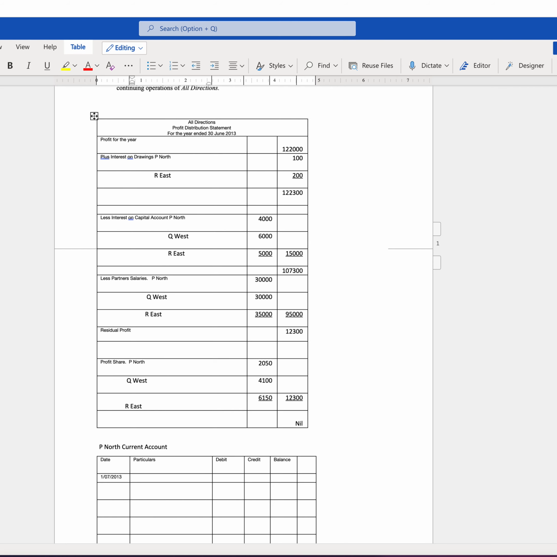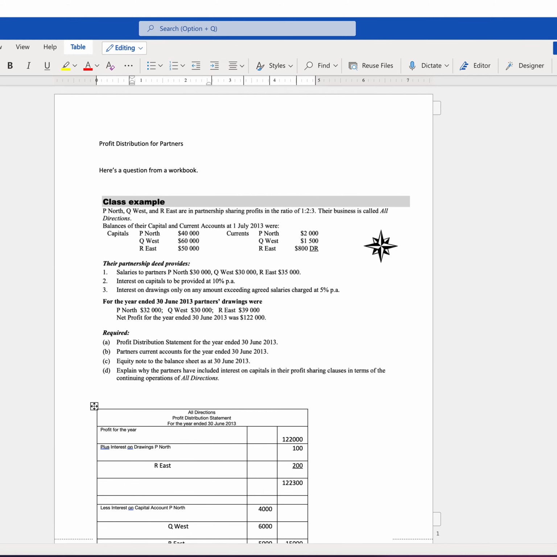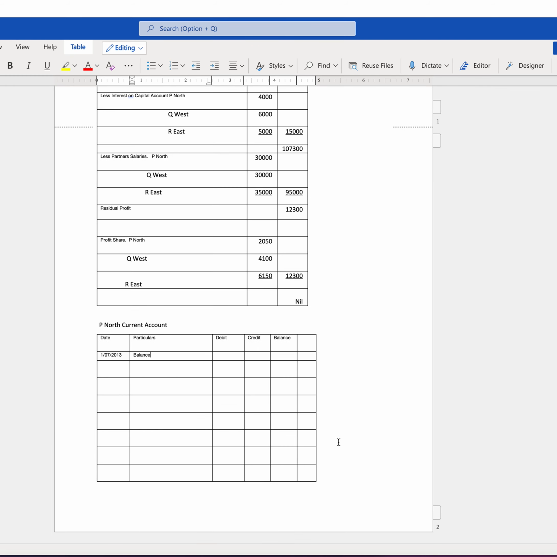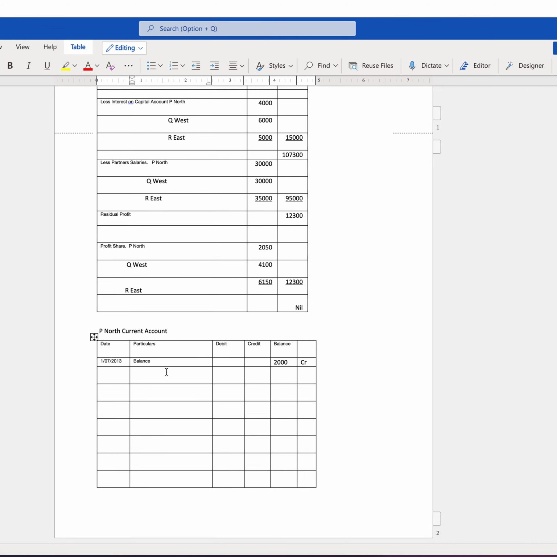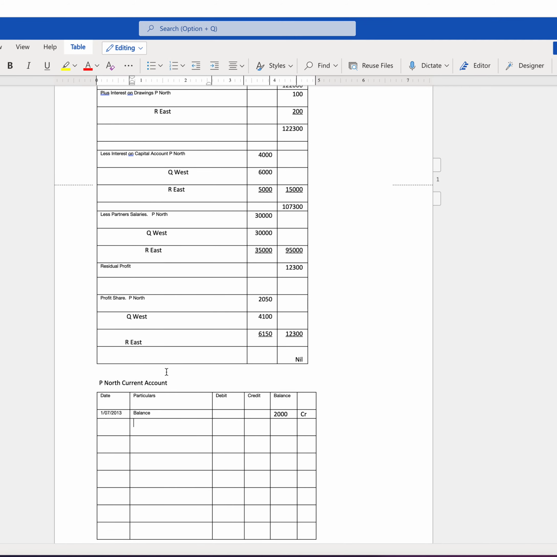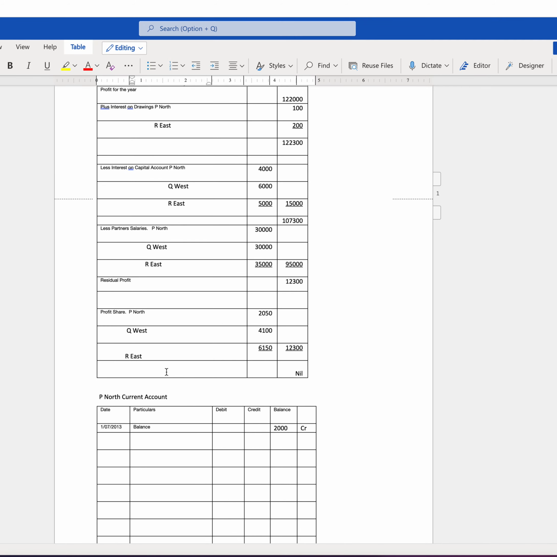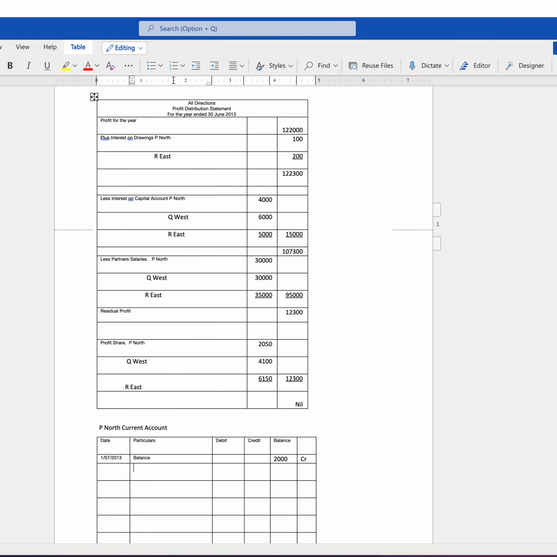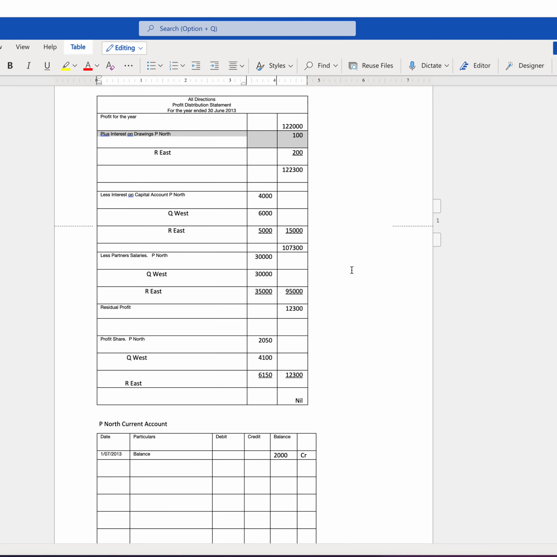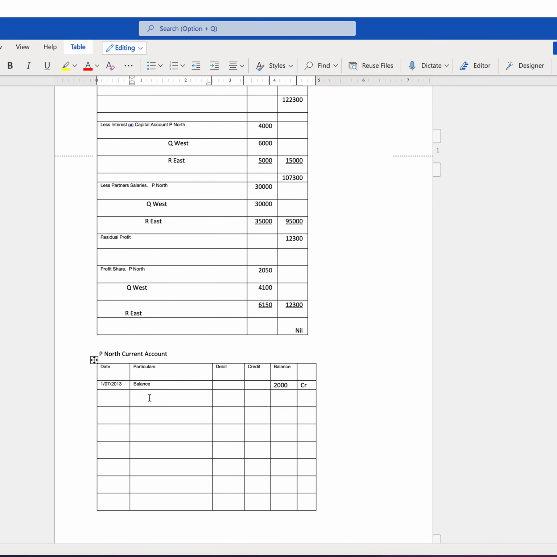So we're going to start with a balance, and in this example, we've got a balance given to us here. P North's current account was $2,000. So we'll come down here, and that will be $2,000, and that will be in credit because it wasn't showing there was overdrawn, so he's got some money sitting there. Now we're going to go through all of the steps of the profit distribution and just enter them into the current accounts. We did these in our journals, and so if we scroll up here, we'll see that P North had some interest on their drawings, so that was $100. So we'll put that in here.